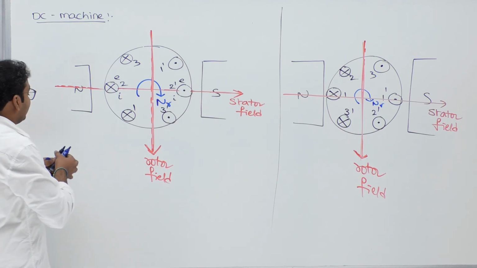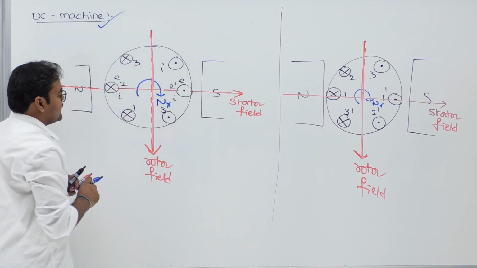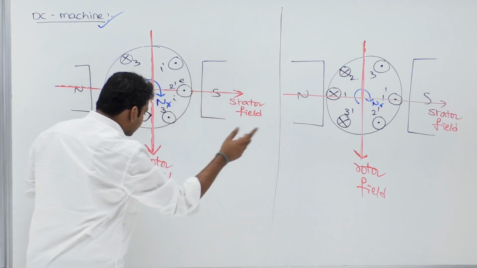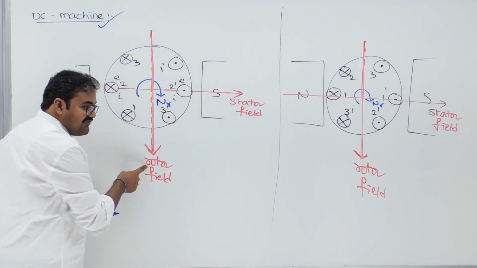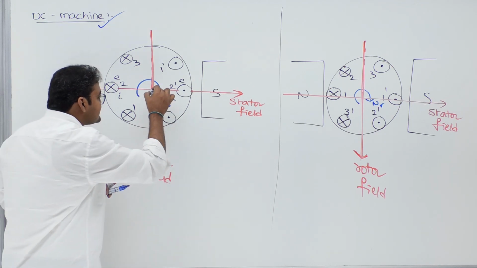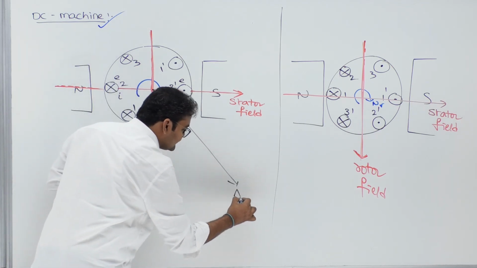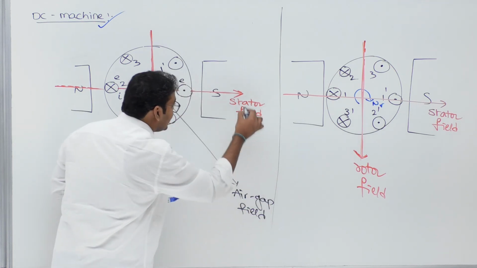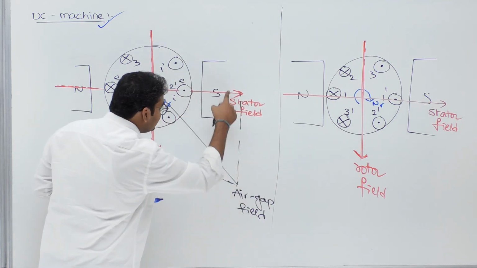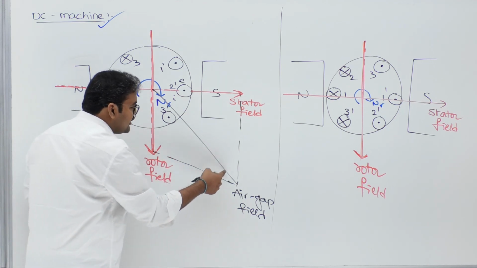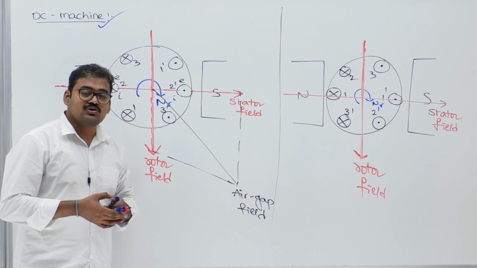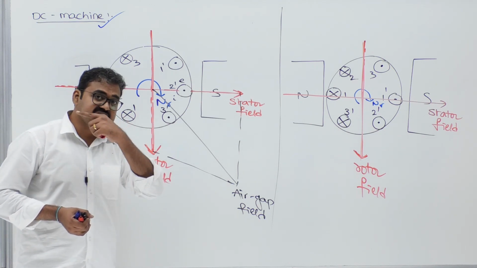Therefore, tell me now finally, in case of a DC machine, what is the speed of the stator field? 0. What is the speed of the rotor field? 0. Then what is the resultant? Air gap field. Air gap field means it is the resultant of the stator field and rotor field. If these two fields are stationary, the air gap field is also stationary. Yes or not?